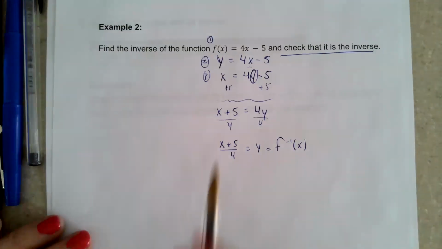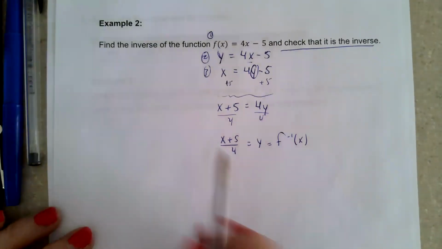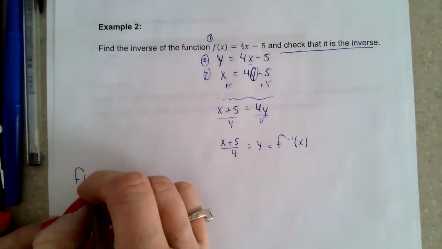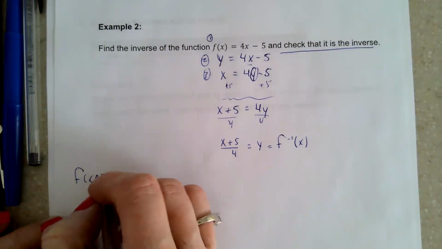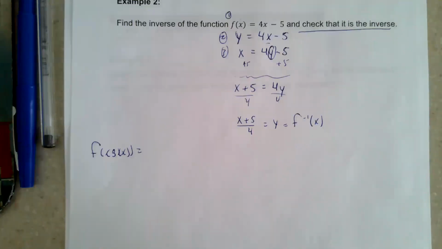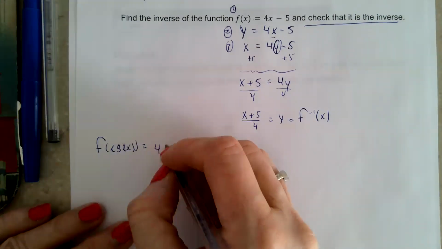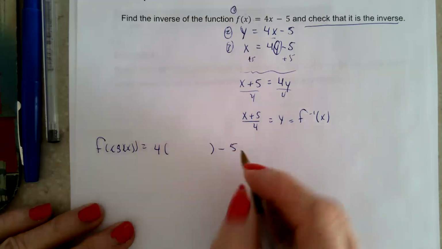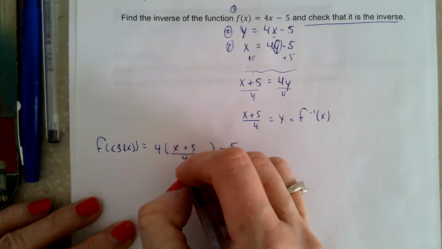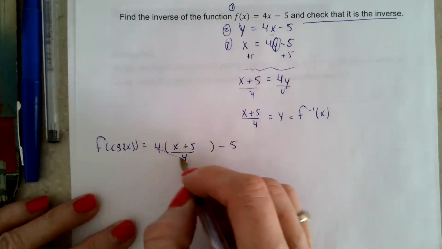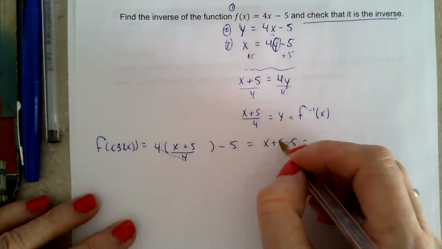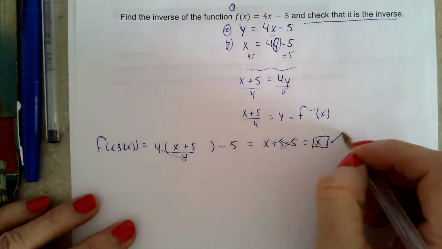Okay. And now, to prove that it's the inverse, if I take the composition of f of x composed with g of x, that should equal x. So f of x is 4 times something minus 5, and that something is x plus 5 over 4. And my 4's cancel, and I have x plus 5 minus 5, and those cancel, and I have x.